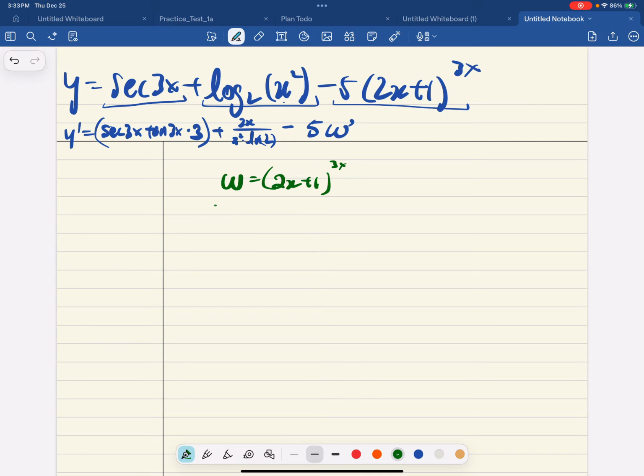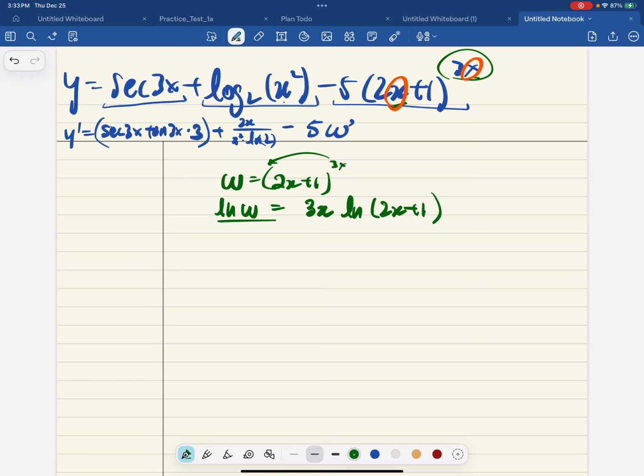First, we're going to do ln on both sides. Why? Because we see an exponent, and when there's an x in the base and an x in the exponent, you definitely have to do a logarithmic differentiation. So I'm going to take ln of this and ln of that on each side. That gives us ln of omega equals 3x, because you bring the exponent forward by the log rule, ln of (2x plus 1).